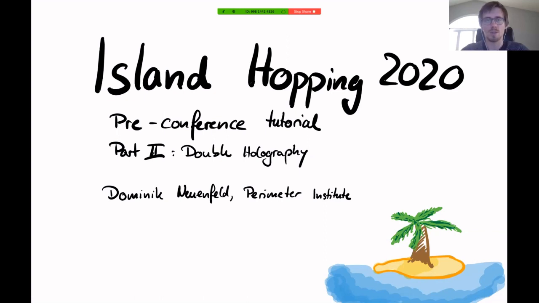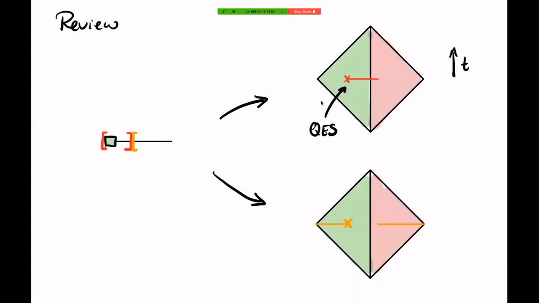Okay, so before we get started, or before we talk about double holography, let's maybe just review what Raghu has talked about, and let me just emphasize the main few messages that I hope most of you took away from the talk. Okay, so remember the setting and the questions we asked were as follows.